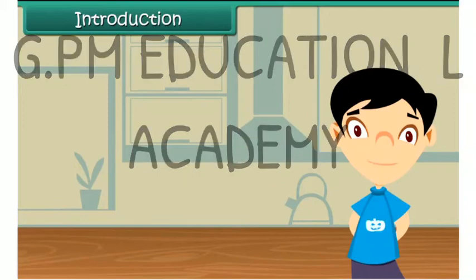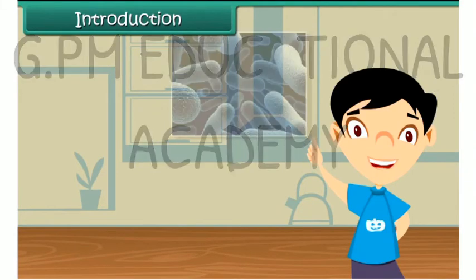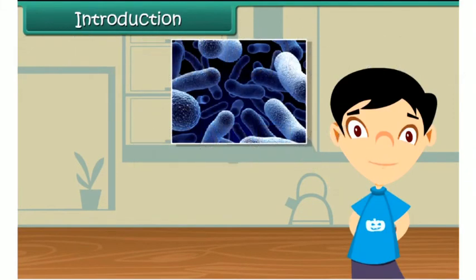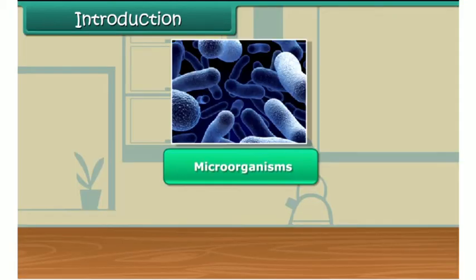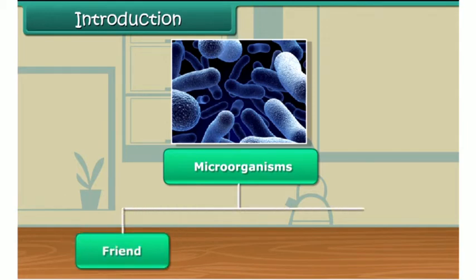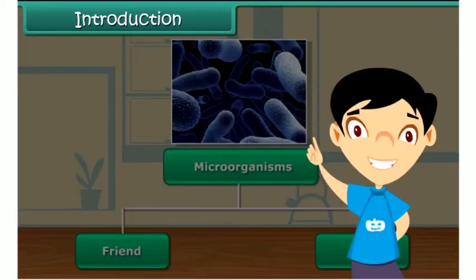Hi friends, as we all know that there are so many microorganisms in our surroundings. They are classified into different groups. Some of them are useful for us and hence called friends, while most are harmful and hence called foe or enemy. So in this module, we are going to learn more about the friend and foe nature of these microorganisms.